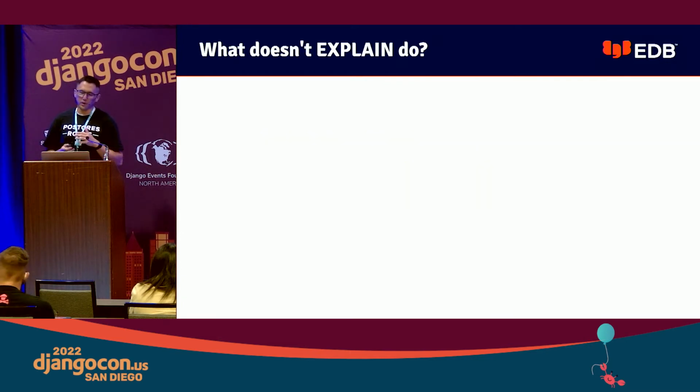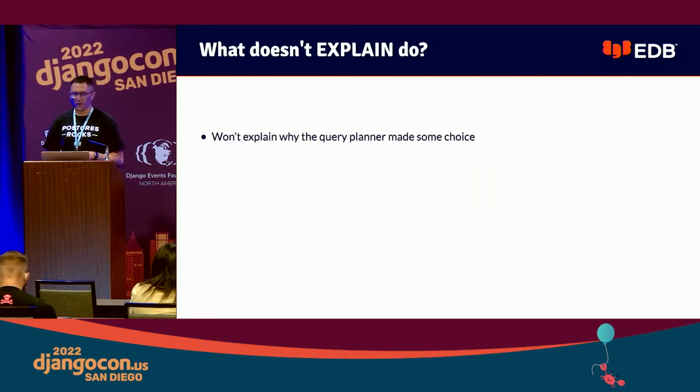Now, what does explain not do? First, it won't explain why the query planner made some choice. If you had a choice between a sequential scan and an index scan, it's not always the index scan that wins. The query planner uses some statistics, which I'll get into, to make that choice, but it won't tell you why it made that choice. So it's up to you to figure that out later, and I'll help you with that as we move on.